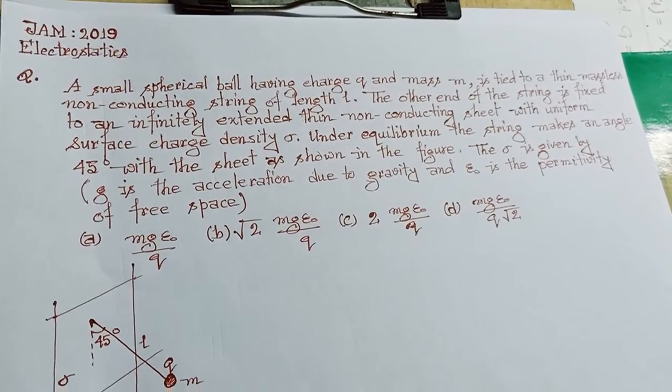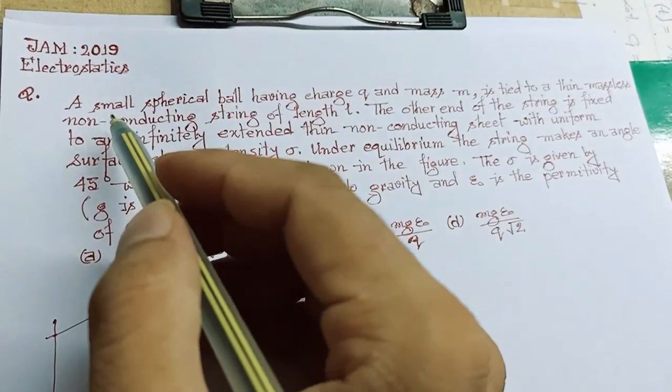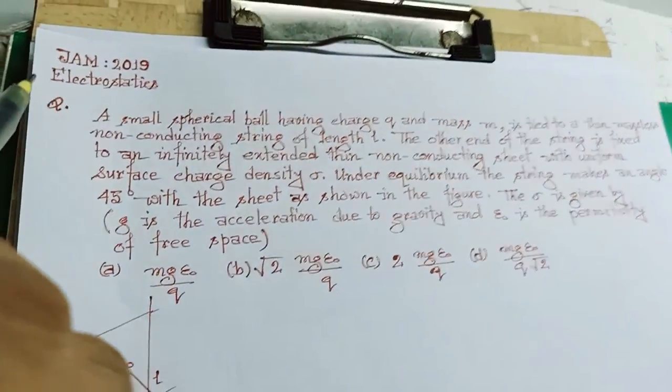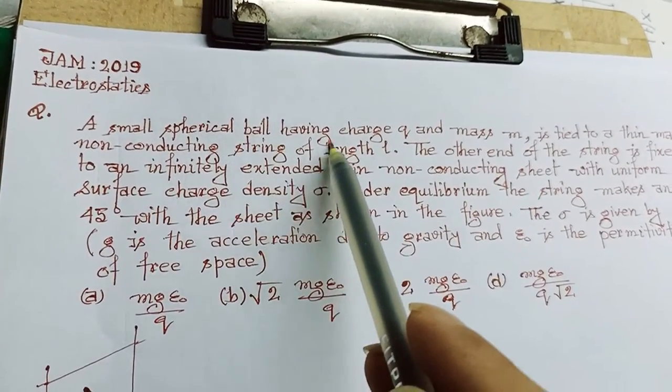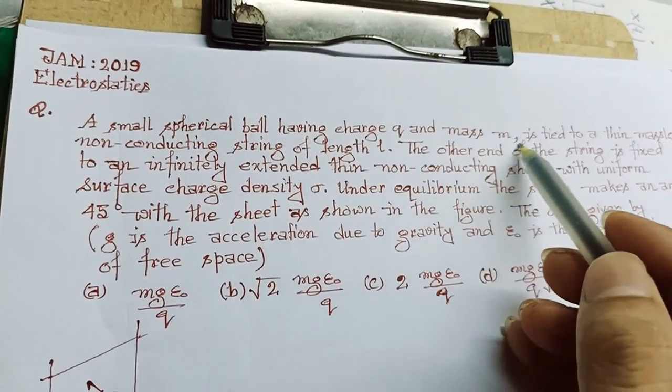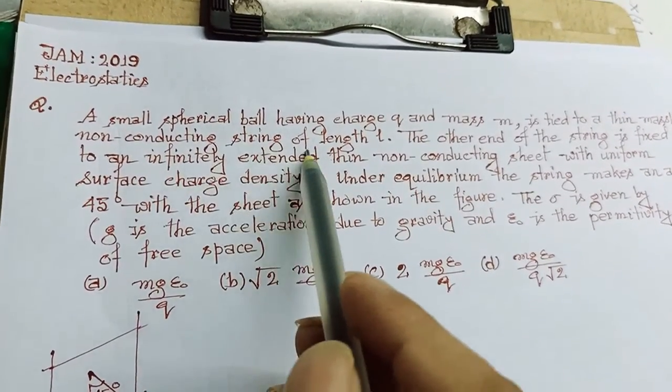Here is a question from IIT JAM 2019 from electrostatics. In this question it is given that a small spherical ball having charge q and mass m is tied to a thin massless non-conducting string of length L.